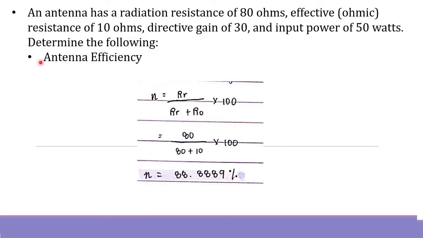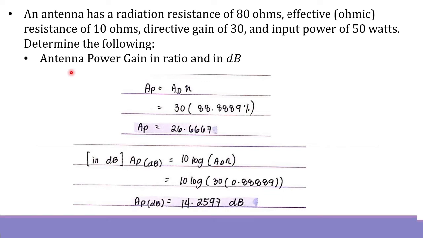So for the first one is the antenna efficiency. We will be using this formula. Antenna efficiency is equal to radiation resistance over RR plus RO, which is the effective resistance, multiplied by 100. So we'll just substitute the values here, 80 over 80 plus 10 multiplied by 100. So we have the antenna efficiency as 88.8889%.